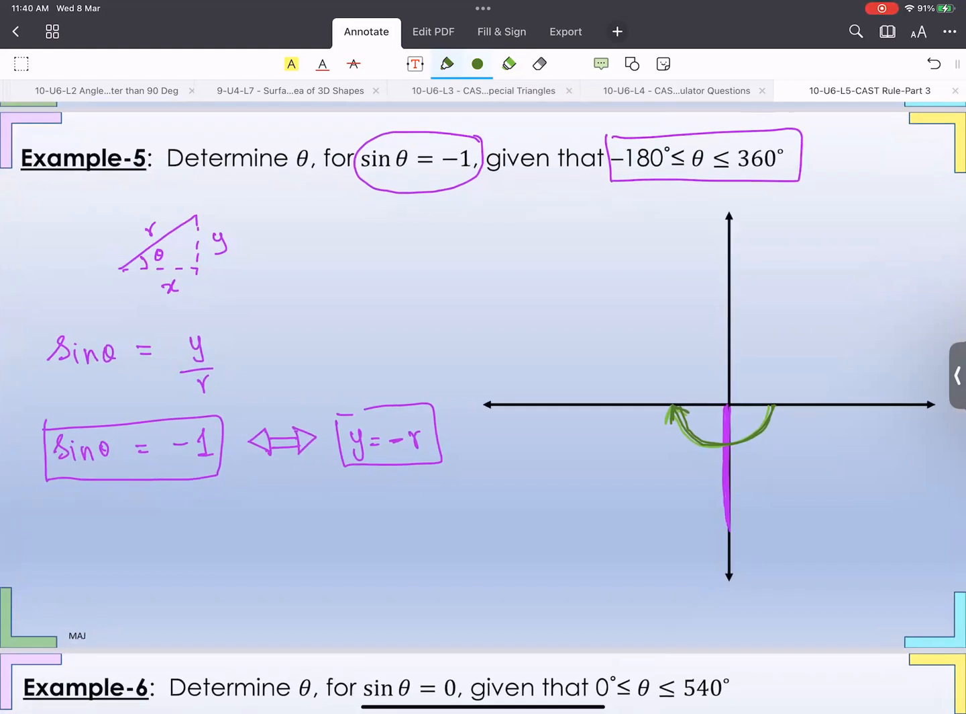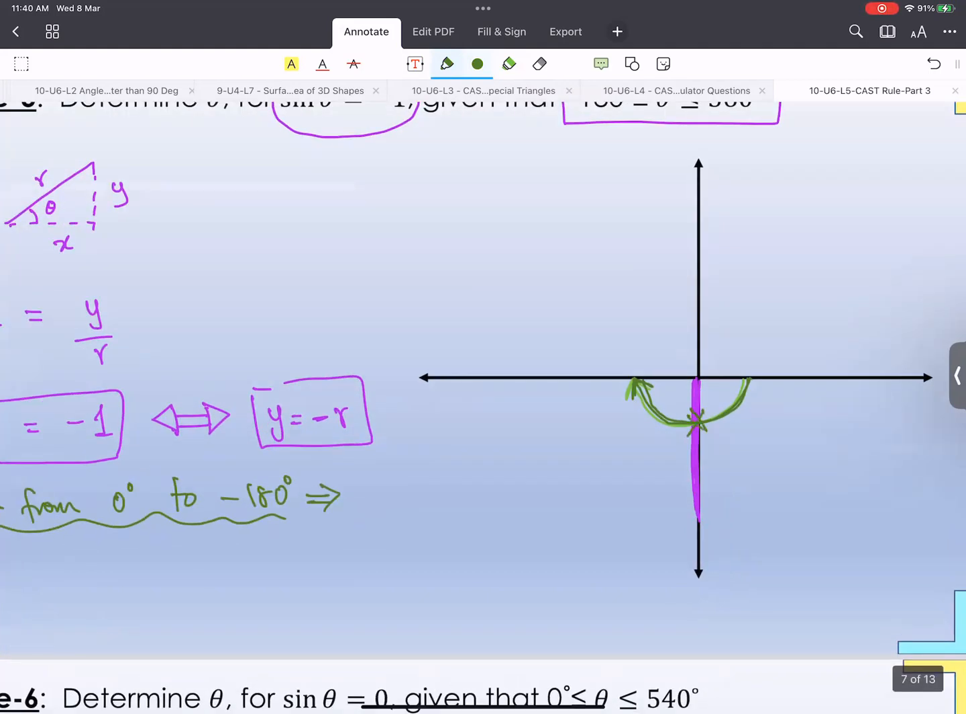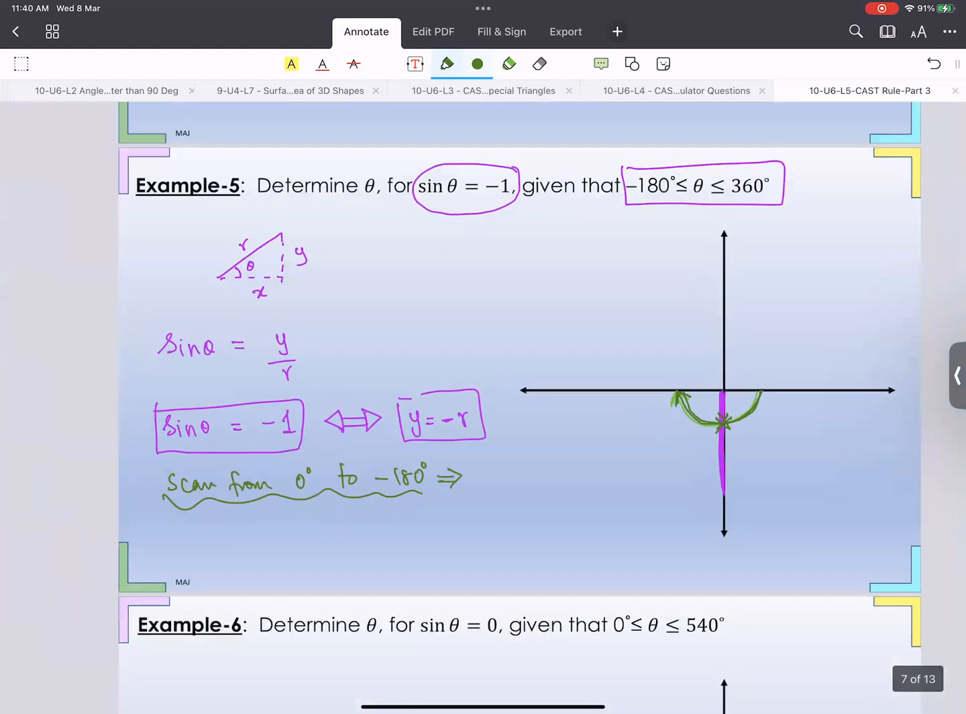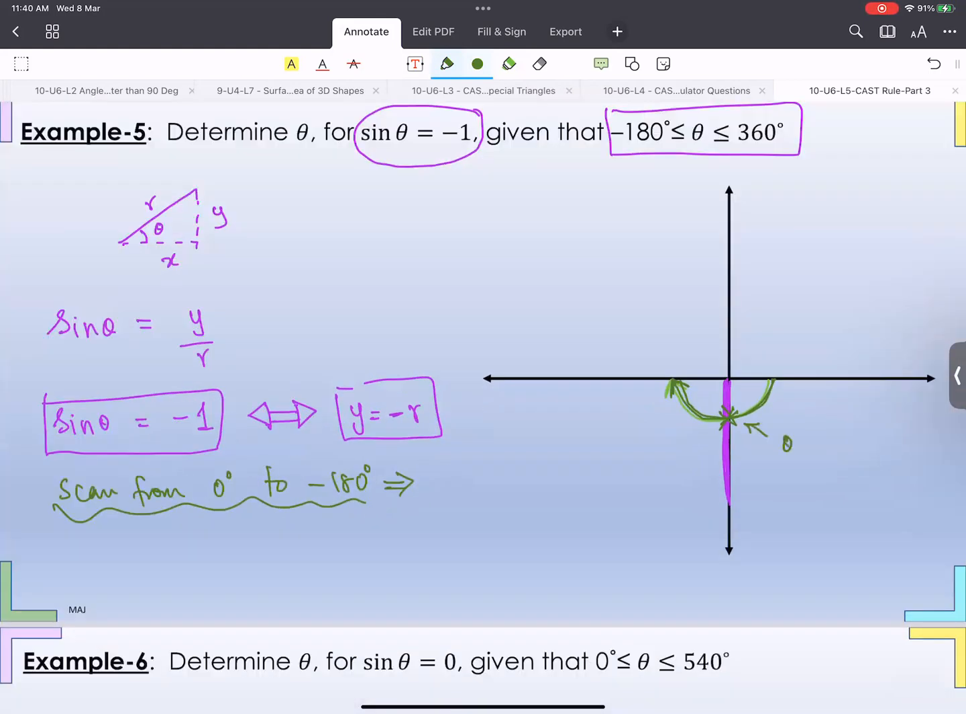Okay, so that is from 0 to 180 degrees, -180. So scan from 0 degrees to -180 degrees. Where does it hit the terminal arm? It hits the terminal arm right here. And what is that angle? Let's call it θ1, it is -90 degrees. So one solution is at theta equals -90 degrees.